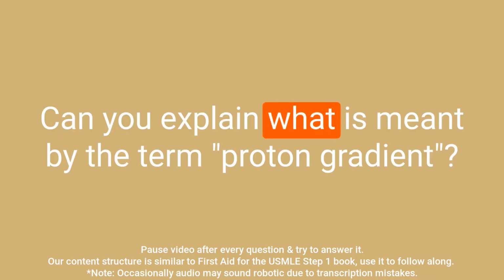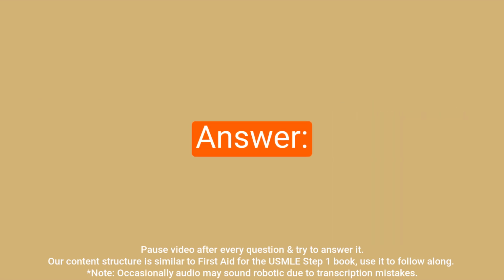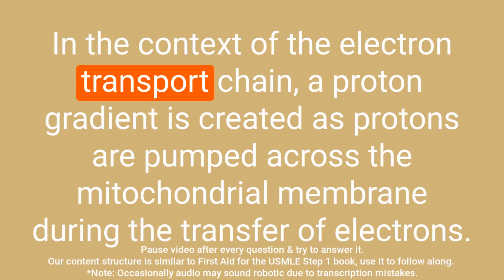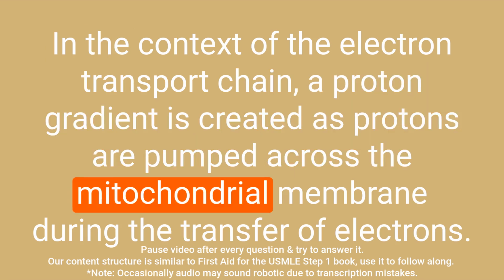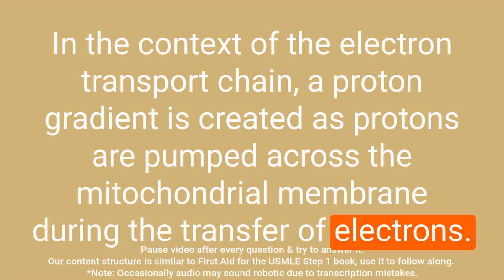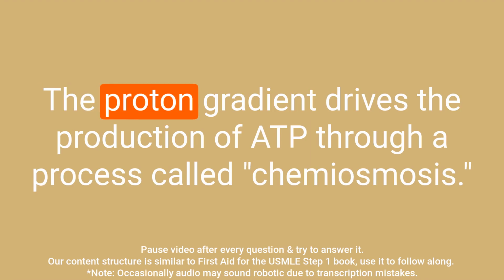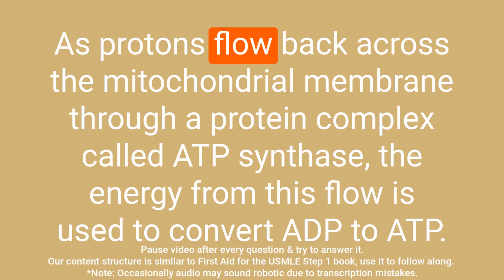Question: can you explain what is meant by the term proton gradient? Answer: a proton gradient is a difference in the concentration of protons on opposite sides of a membrane. In the context of the electron transport chain, a proton gradient is created as protons are pumped across the mitochondrial membrane during the transfer of electrons. Question: how does the proton gradient drive the production of ATP? Answer: the proton gradient drives the production of ATP through a process called chemiosmosis. As protons flow back across the mitochondrial membrane through a protein complex called ATP synthase, the energy from this flow is used to convert ADP to ATP.